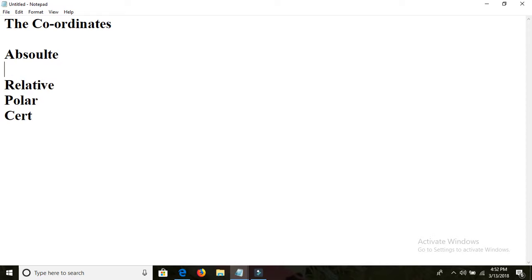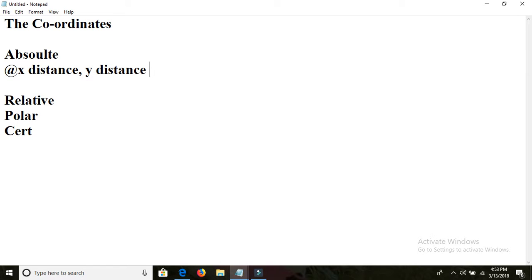Let's see what absolute means here. See friends, the absolute syntax is at the rate of x distance, comma, y distance. We are talking about 2D, so I wrote only x and y. If we were talking about 3D, we would write x, y, and z also. The at the rate symbol indicates that these are coordinate values, so we need to give it as an initiating symbol.